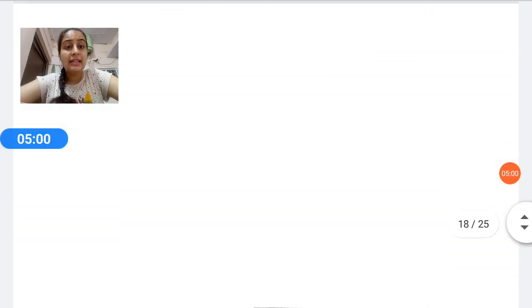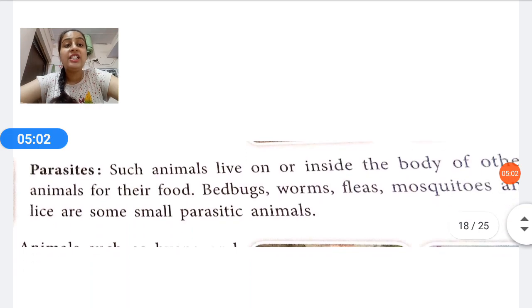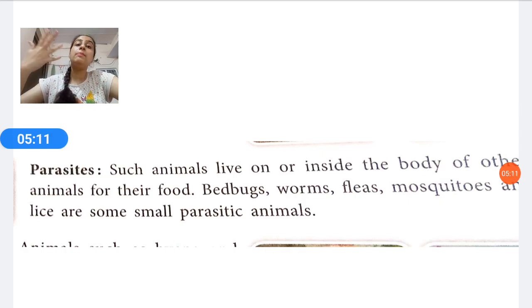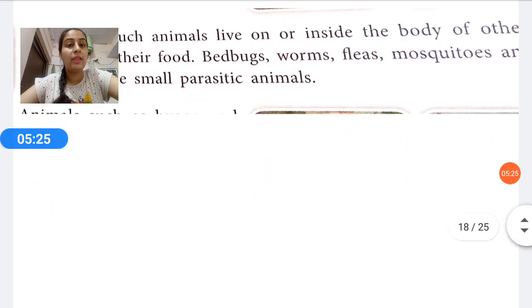Okay. Next is parasites. Such animals live inside the body of other animals for their food. How do they survive? They live on the body, दूसरों की body पर रहते हैं for the food. Like bed bugs, worms, fleas, mosquitoes and lice are some of the parasitic animals. Why? Because they survive on the body of other animals for the food.